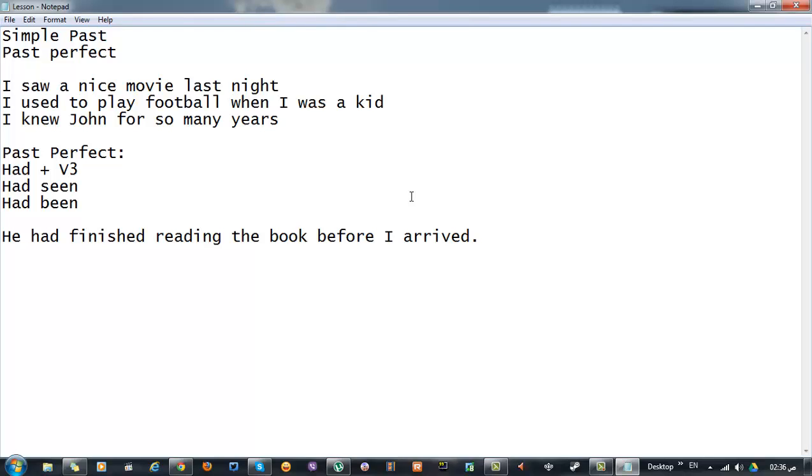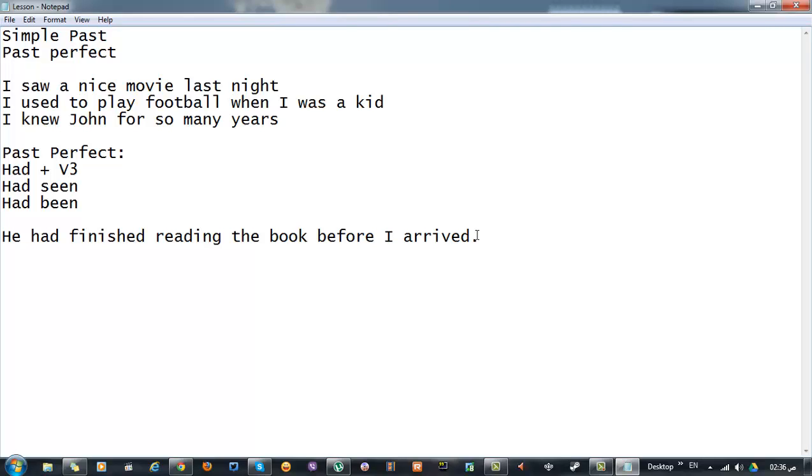If you look at this sentence, you'll notice that we have two actions. The first one is finishing reading the book, and the other one is arriving. They both happened in the past, but one of them happened before the other. With the one that happened before the other, we use the past perfect, which is this part of the sentence: he had finished reading the book. And for the action that happened later, we always use the simple past, as you can see here, before I arrived.